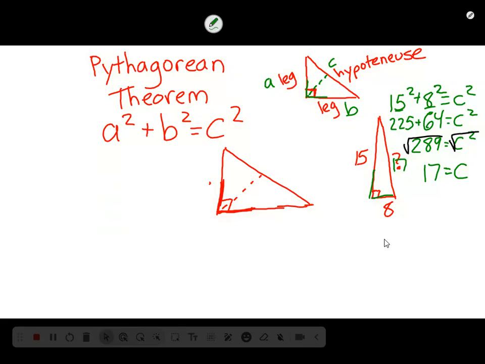Sometimes we're given, let's say we have 40, and we have 9, and we have our question mark. How would I find that missing side? What do you think, Luke? Would you subtract the square root of the a from the c? You are so on the right track. Tell me how I would set that equation up.